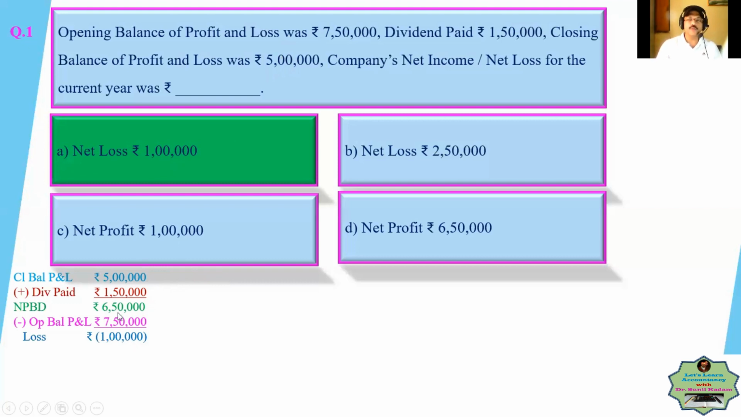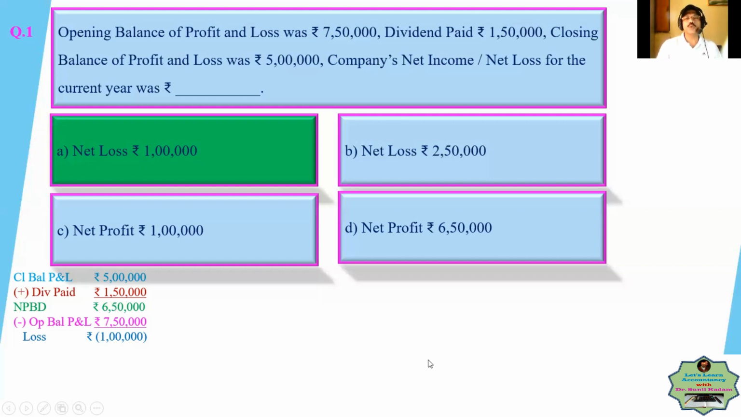The balance before dividend is 6,50,000, and the company has an opening balance of 7,50,000 profit available. So the difference between these two items is either profit or loss. But when we compare this, there is a negative. It indicates a loss. So the company's current year loss was 1 lakh rupees.